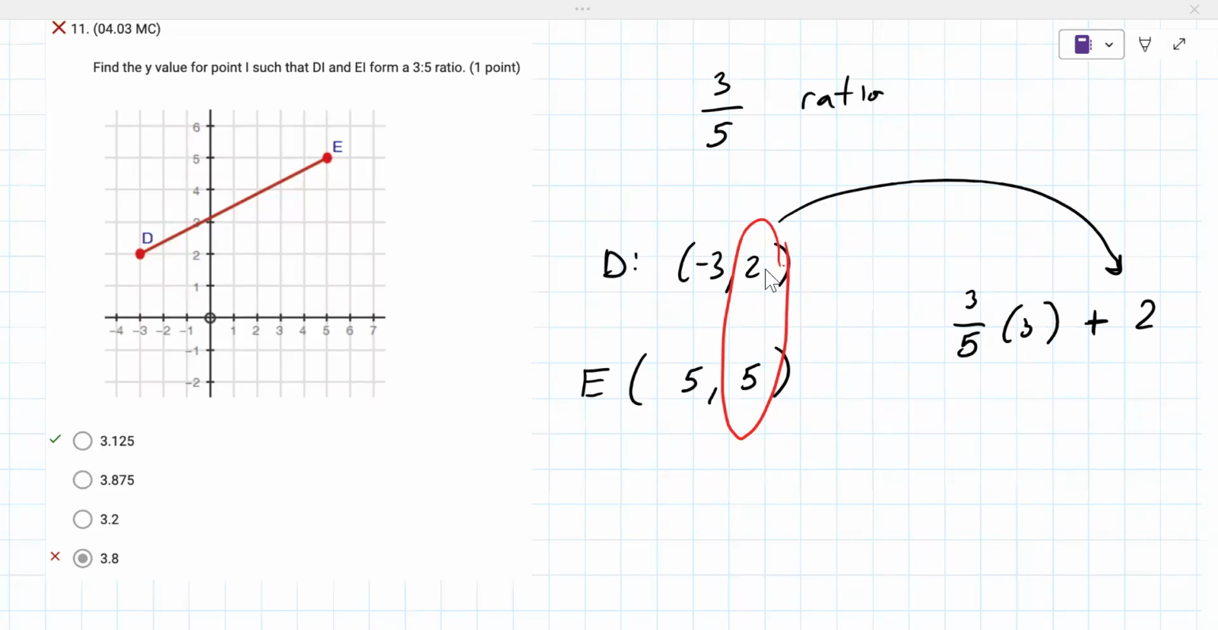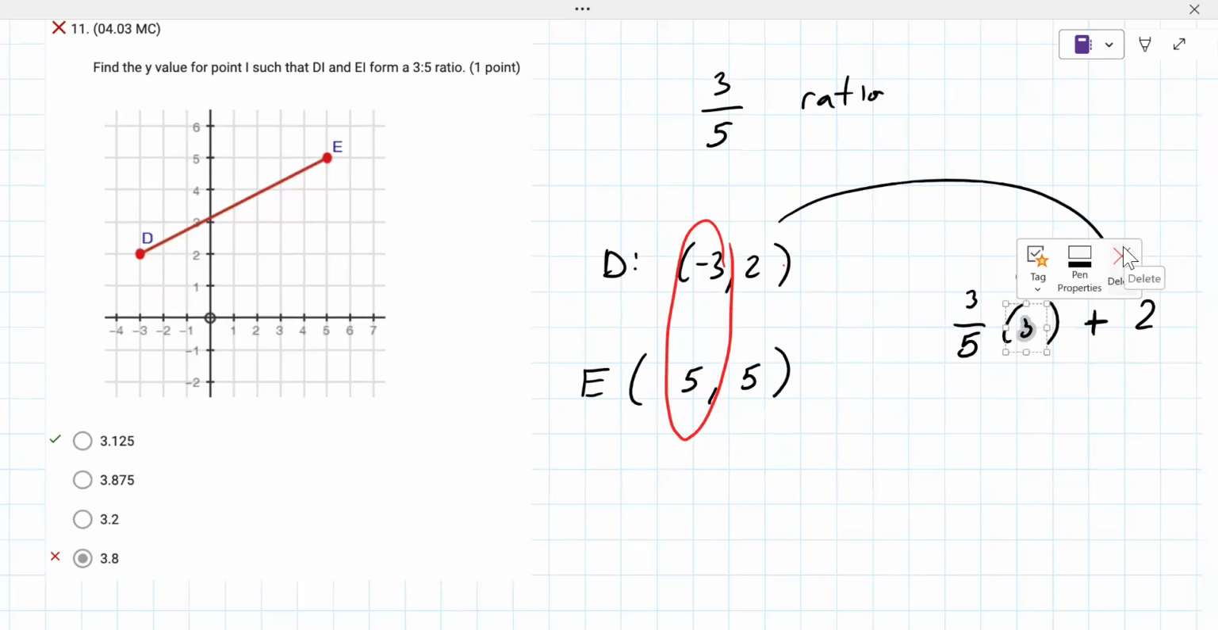So we know it's got to be up a little bit. 9/5 is 1.8 plus that. Ah, so maybe we were using the wrong numbers. Maybe we need to be using the X numbers. So that would be 3/5 of 8. That would be 8 there.